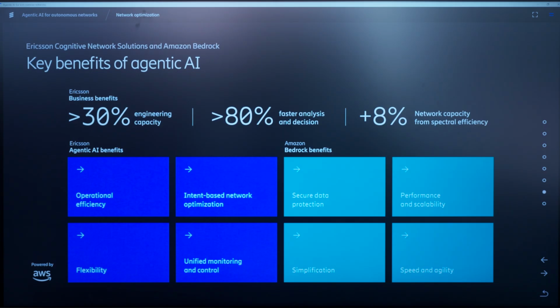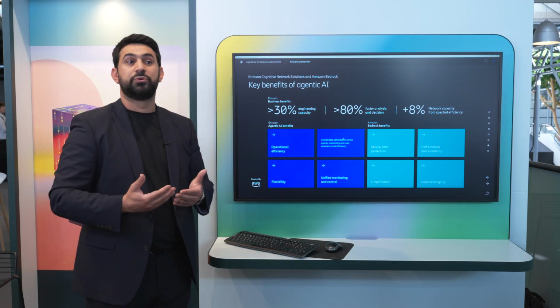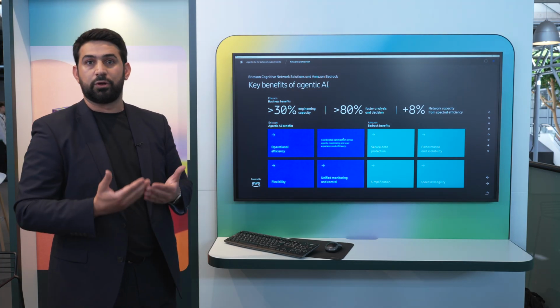So in summary, we have to move along our autonomous journey. In order to do that, we have to adopt new technologies and automation. And Agentic AI and the collaboration between Ericsson and AWS is one means of achieving that.